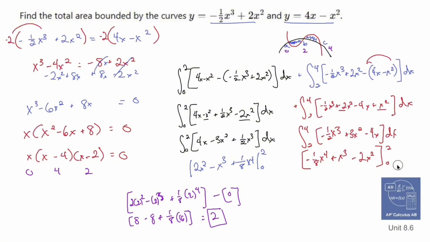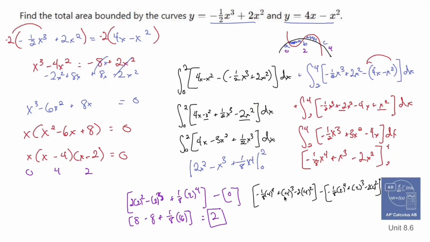Let's get the smaller version of the eraser. There we go. Look at me being smart and learning from my mistakes. All right, so this isn't going to be pretty. I got negative 1/8 times 4 to the fourth plus 4 cubed minus 2 times 4 squared, close it, minus. And then I already kind of know what's going to happen here, but I'm not going to do it that way. Negative 1/8 times 2 to the fourth plus 2 cubed minus 2 squared, close it.